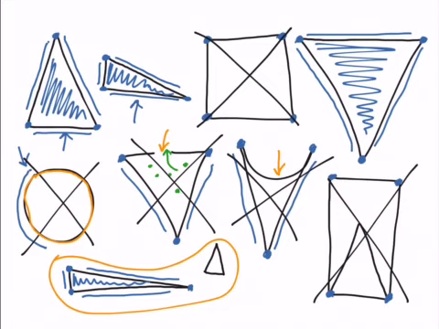And now this last one, even though this shape is very, very tiny, this shape right there, it's still a triangle. No matter what size it is, as long as it has 1, 2, 3 corners and 1, 2, 3 sides, it is a triangle. So I'm going to shade it in.